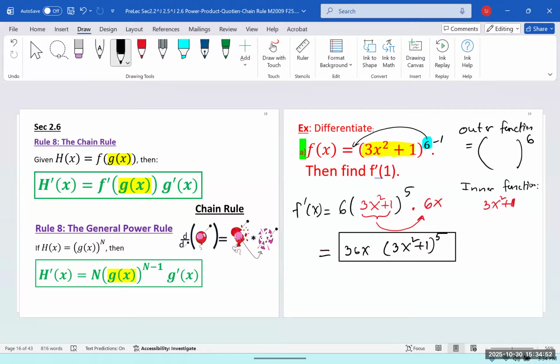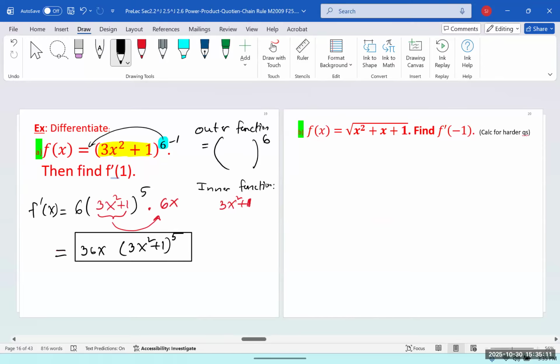Question? Why do you leave the 3x squared? Because the derivative cannot change two things at a time. You changed the power 6, so you cannot change your inside. Yeah, example.